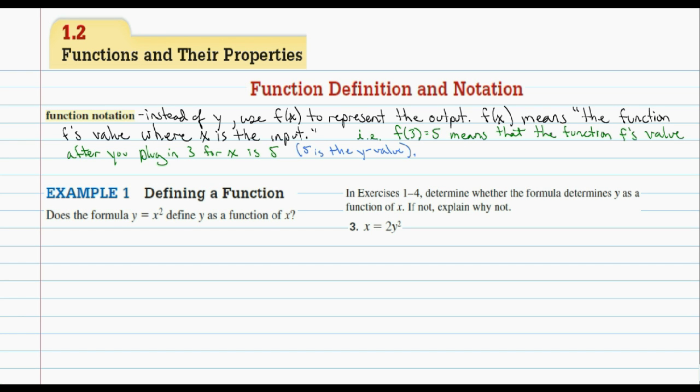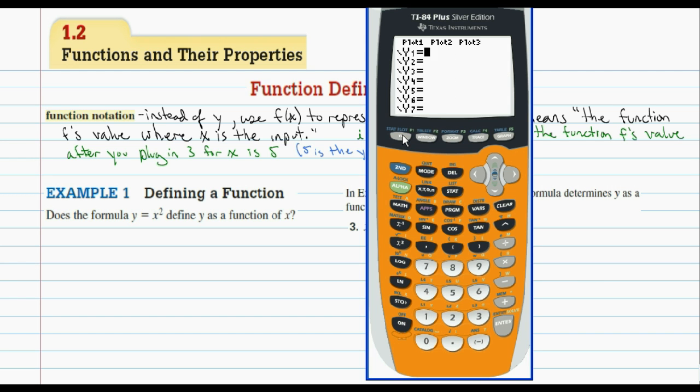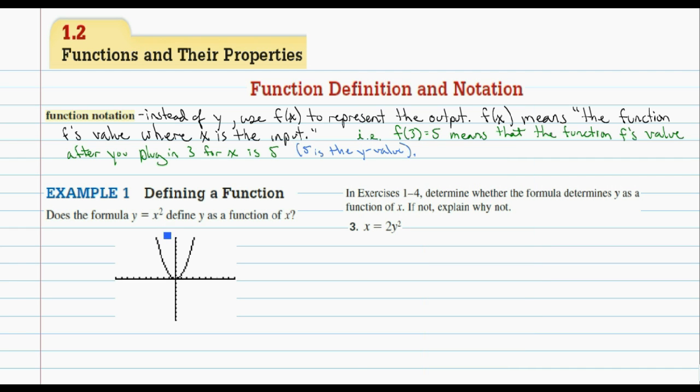Example 1, defining a function versus not a function. Does the formula y equals x squared define y as a function of x? Well, we can't call it f of x yet until we determine that it is a function of x. So I'm going to go to my calculator and put in y equals x squared, and graph it in zoom six. By testing this with the vertical line test, I can see that any vertical line I draw is going to pass through this function once, or not at all is fine, but it won't pass through the function any more than once. So yes, y is a function of x.